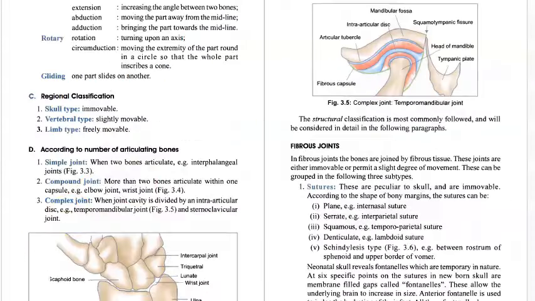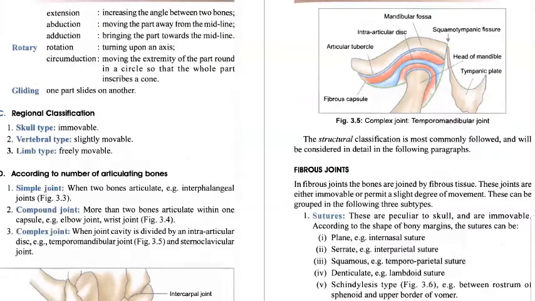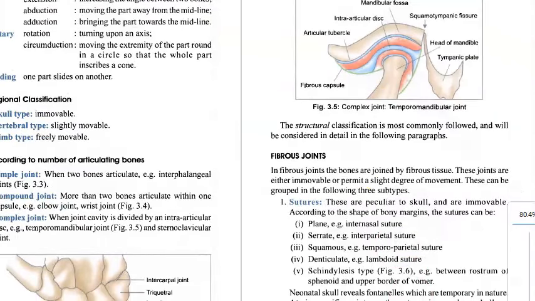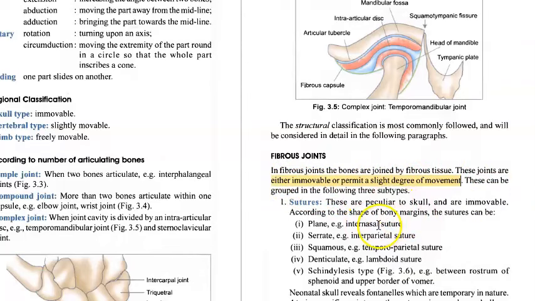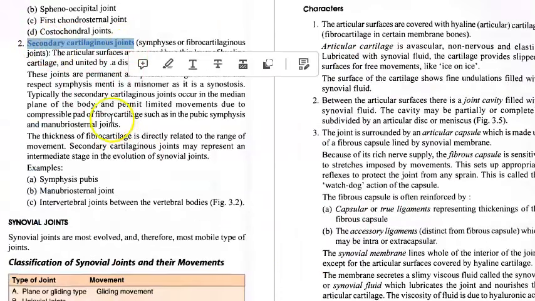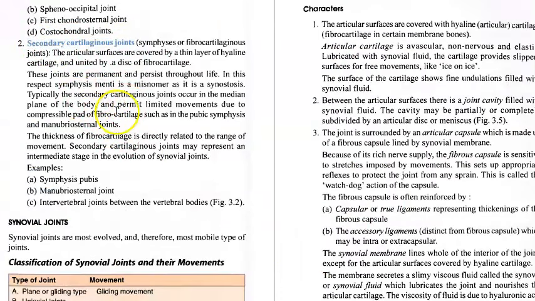Okay. Look at this. Let me prove with proof. See, this is a fibrous joint, right? In the skull, etc. These are either immovable or permit slight degree of movement. Okay. So the idea is that they don't allow that much movement. That's what it looks like compared to the synovial joints, etc. Now, when it comes to the secondary cartilaginous joint, what they are saying is, compared to the primary cartilaginous joint, these actually permit limited movements.